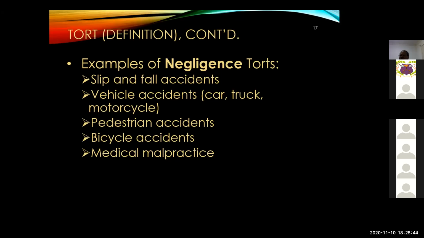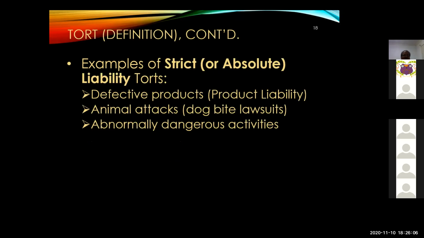Now we move to examples of negligence torts. This is the slip and fall accidents, automobile accidents, pedestrian accidents, bicycle accidents, and medical malpractice. And then finally, the absolute liability torts or the strict liability torts. These involve defective products, animal attacks, and abnormally dangerous activities. Okay, so that takes care of torts.